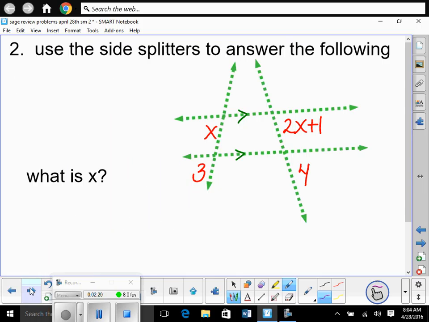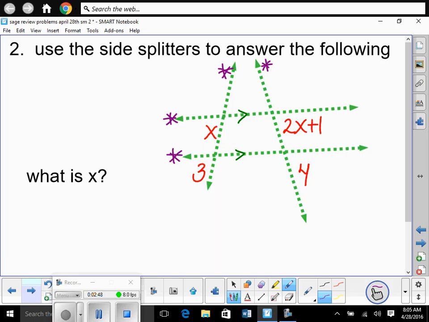Okay, looking at this one, draw the picture real quick. It's been a while since we've done side splitters. So if you have two lines, this line and this line, that are not parallel necessarily. It didn't say they were parallel, so we can't assume they are parallel. If you have two lines and then another two lines that are parallel intersect them, then it cuts this into portions that are equal. So this over this will be equal to this over this.